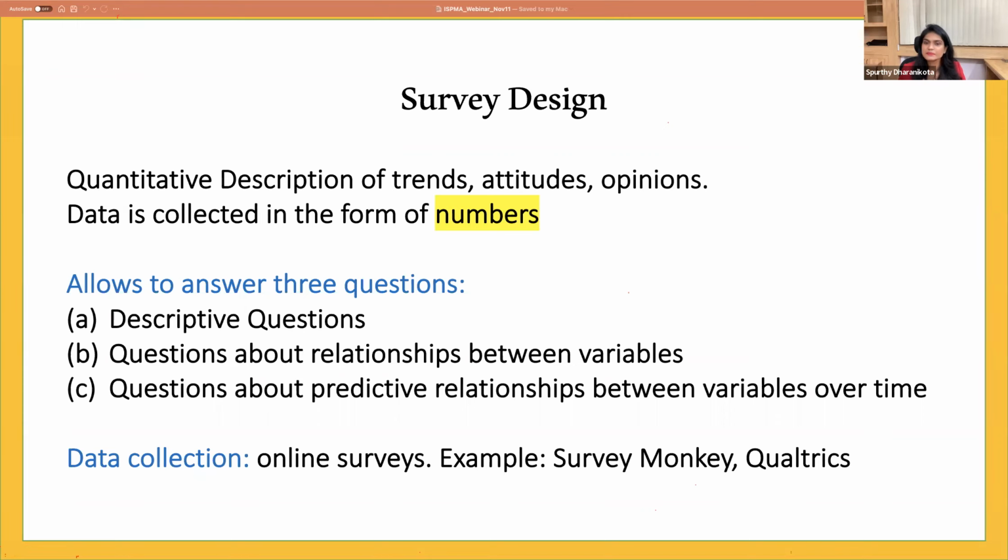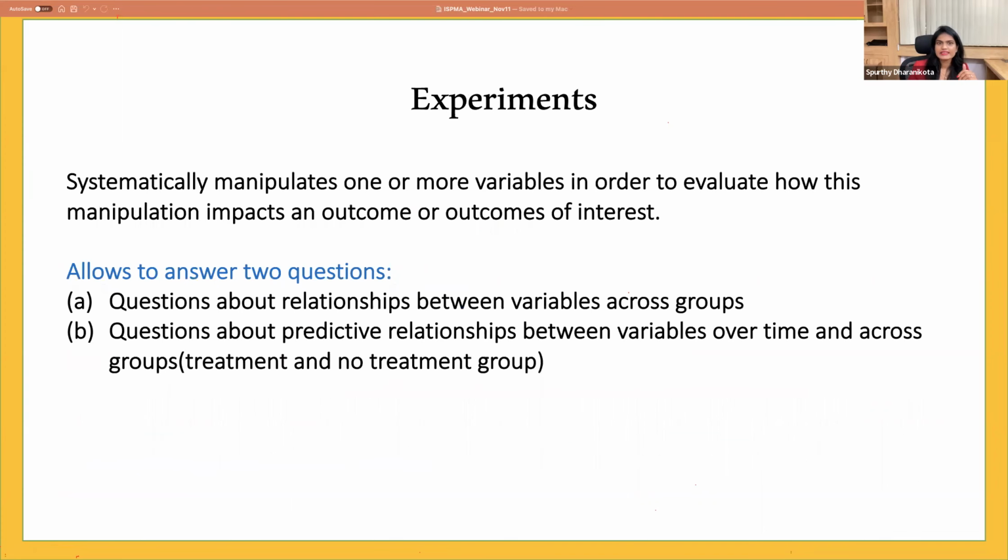So here an example could be, what is the relationship between the price of the product and the sales of the product? Is it a positive relationship or an inverse, negative relationship? That is what the research will tell us, right? So that's survey design. And then we have experiments, where there is a systematic manipulation of one or more variables.